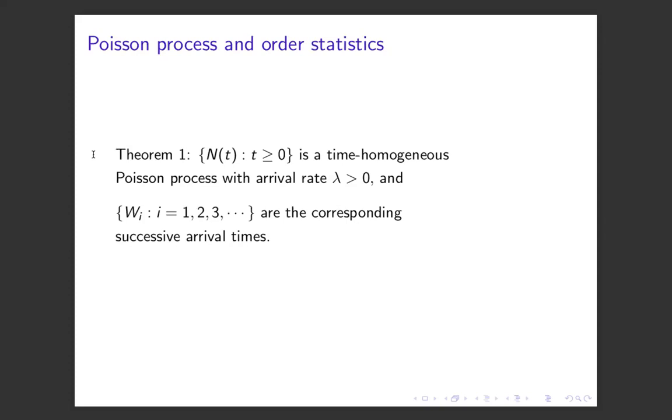So the theorem says: if N is a time homogeneous Poisson process with arrival rate lambda, and Wi's, i running over 1, 2, 3, etc., are the corresponding successive arrival times, and you also fix a t strictly positive and also an n, a positive integer n is fixed and a positive real number t is fixed, then we are going to consider the Wi's taking values in the interval 0 to t, given that exactly n events or n arrivals occur during 0 to t. Please note it down if you want to.